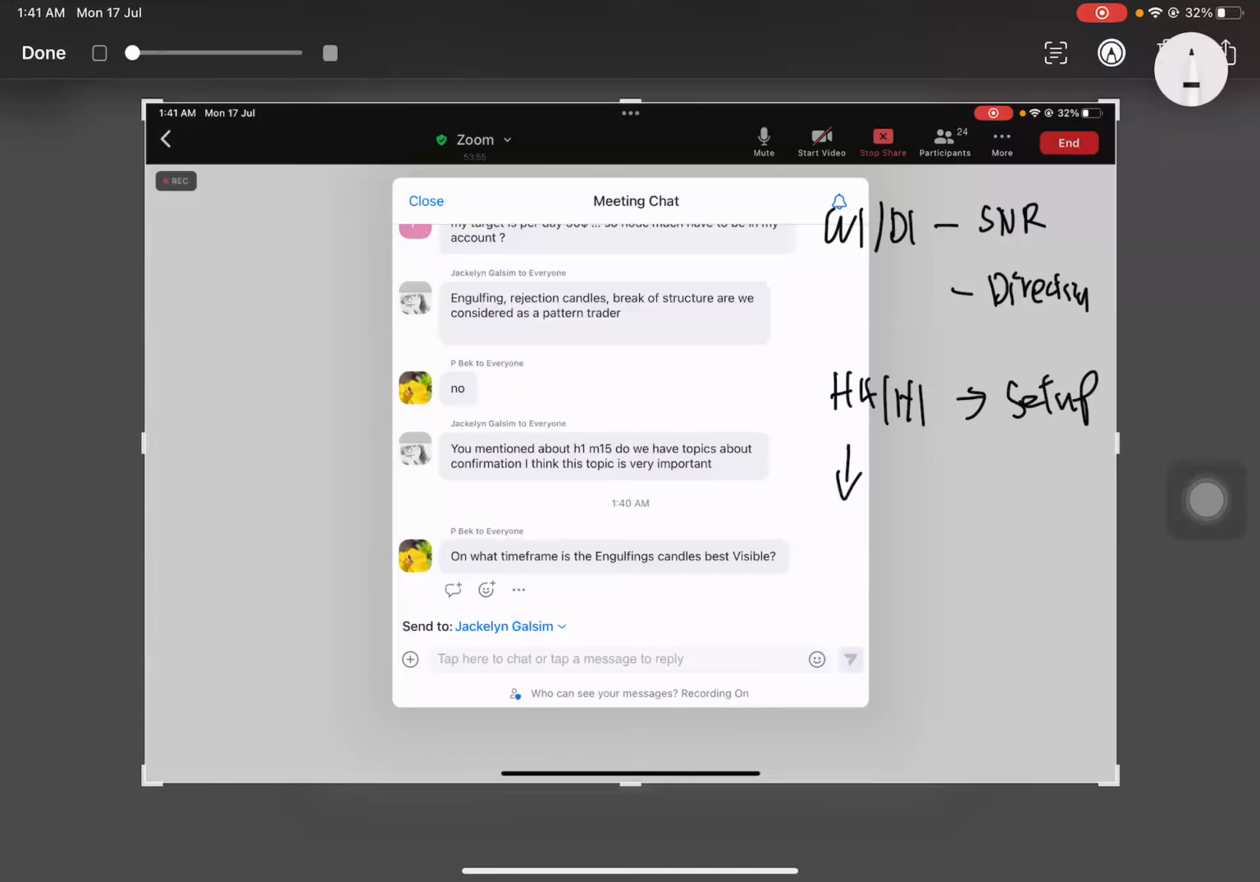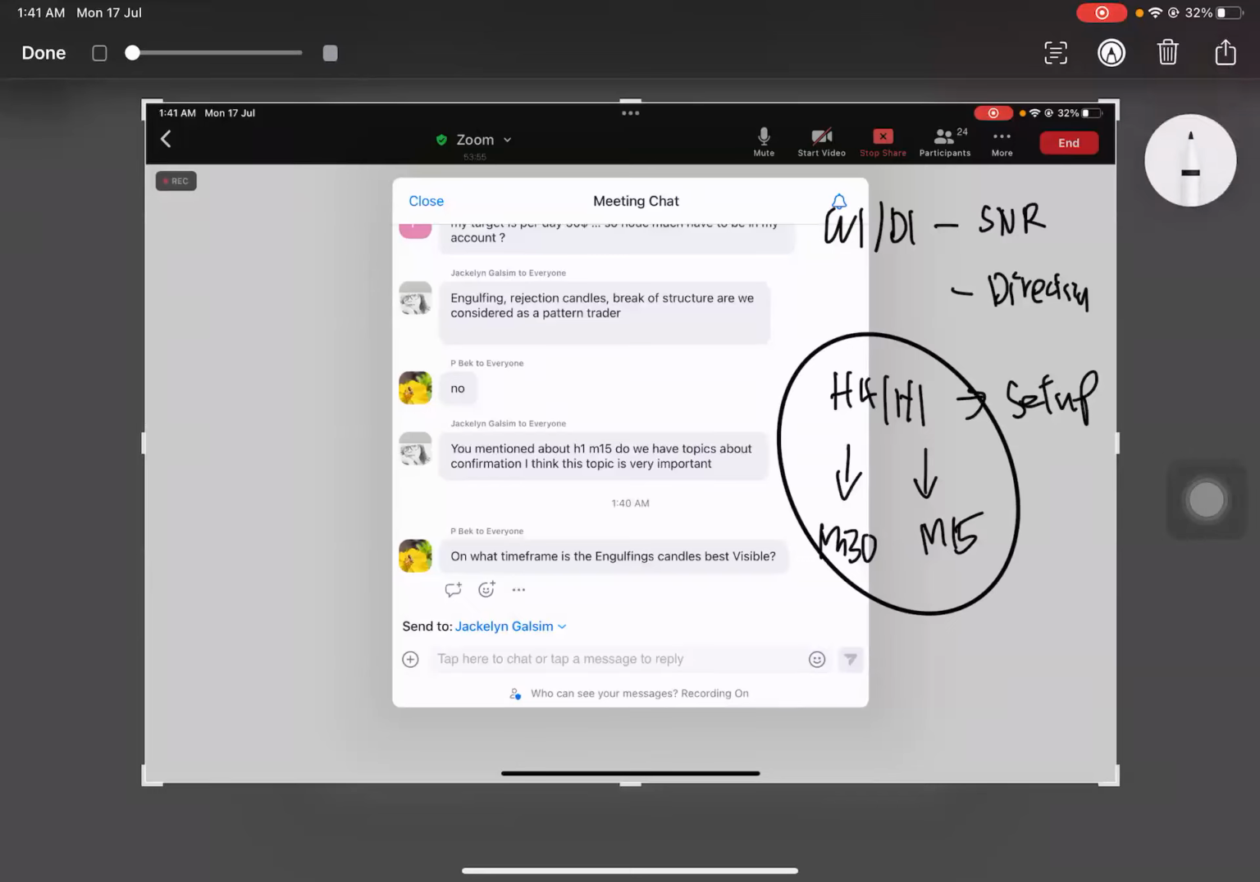If you're looking at your setup in H4, your confirmation can be read in M30. If you're looking for an H1 setup, your confirmation can look at M15. This is the factor. You can use factor 4 to 6 to remember this, but just know this one. Always look for the confirmations in these two. This is the key: H4 M30, H1 M15.